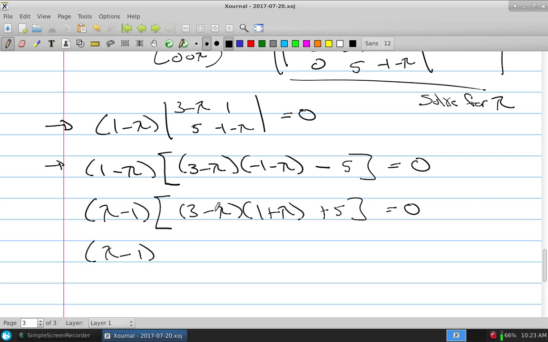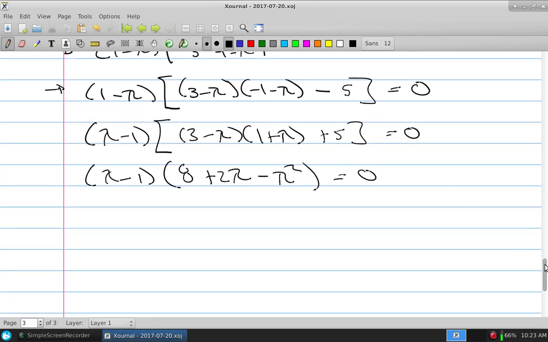So lambda minus 1, what's this? It's 3 plus 2 lambda minus lambda squared plus 5, which is 8, equals 0, right? Does that look reasonable? Which is actually lambda minus 1, and I'll take a negative 1 out, usually this looks better, lambda squared minus 2 lambda minus 8 equals 0. What factors of 8 are 2 apart? 4 and 2, so what do I have?